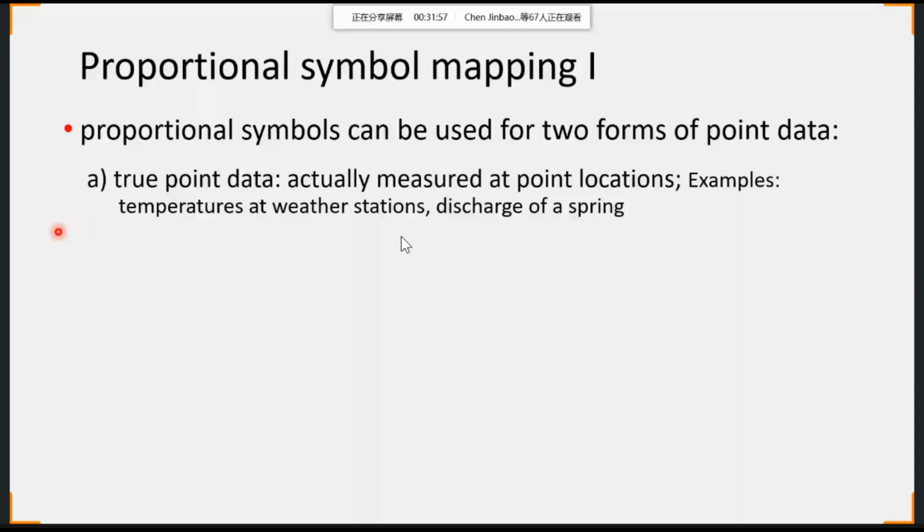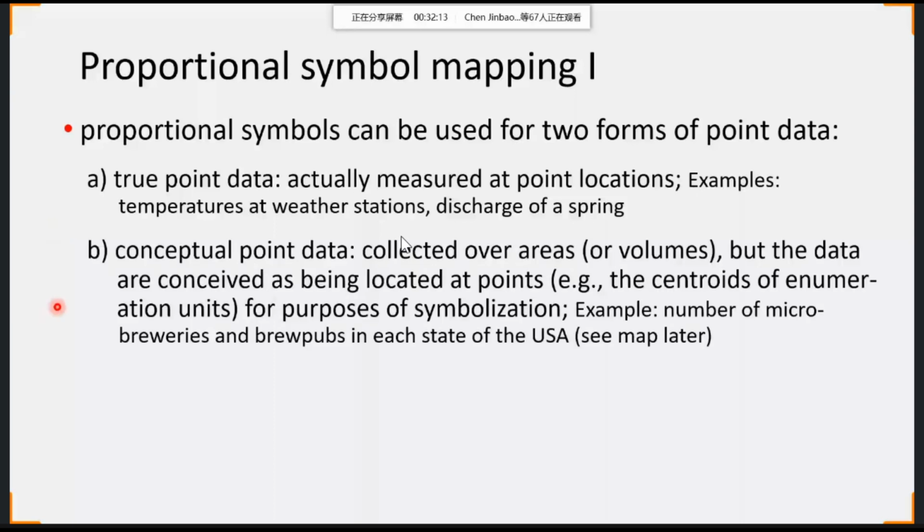So these are really true point data, so they represent data that is somehow connected to a point. But there are other kinds of points, so-called conceptual points. This conceptual point data is collected over areas or volumes, in fact, but the data are conceived as being located at points. For example, the centers of enumeration units for purposes of symbolization.